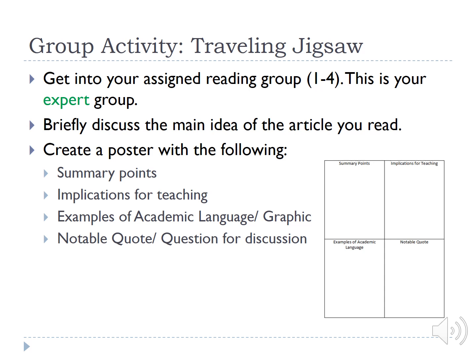Turn to handout 2.C, Article Poster. You will get into your assigned reading group for the article that you read. This is your expert group. Briefly discuss the main idea of the article you read using handout 2.C to guide your ideas. You will be creating a poster with 4 quadrants: summary points from the article, implications for teaching, examples of academic language or a graphic, and a notable quote or question for discussion that stems from the article.